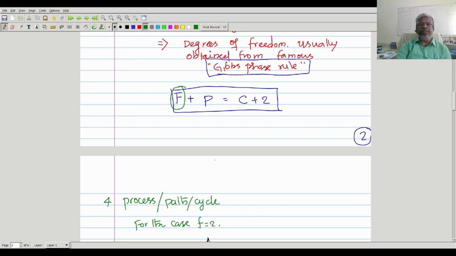P is the number of phases involved in that system. C is the number of components. So for our example, oxygen is a single component system. It's a single phase system. So if you replace P as 1 and C as 1, then you will get F is equal to 2. That means I require two properties to define the state of that particular system.